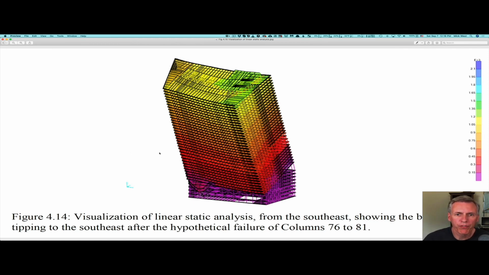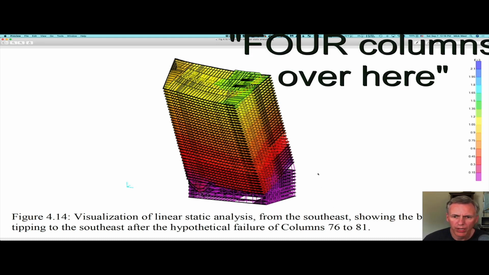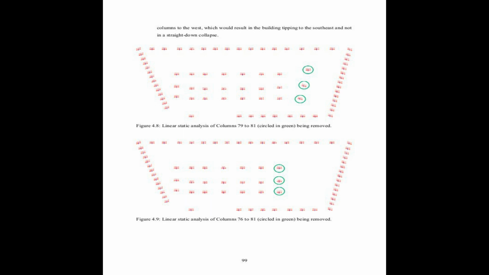This is figure 4.14. It says visualization of linear static analysis from the southeast, showing the building tipping to the southeast after the hypothetical failure of columns 76 to 81. This is, I think, 4 columns over here. No, this analysis doesn't have 4 columns being removed. It has 6 columns being removed.